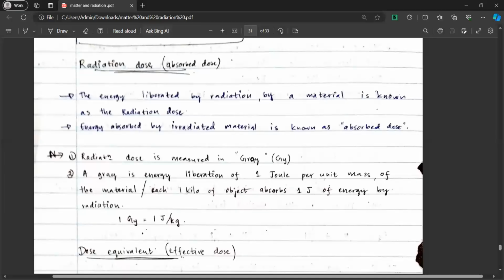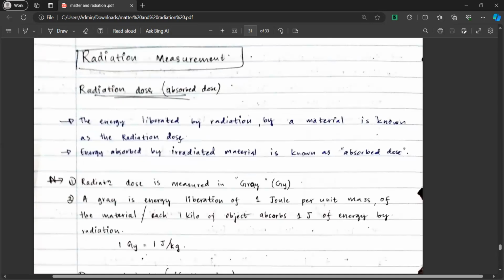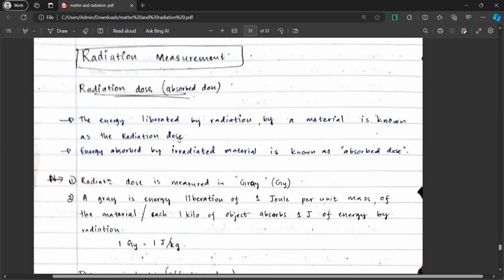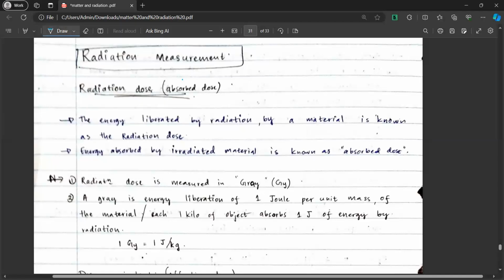The other part is radiation dose, radiation measurement. That's a new topic. In radiation measurement, we have a few terms to understand. First, radiation dose, or we also say the absorbed dose.